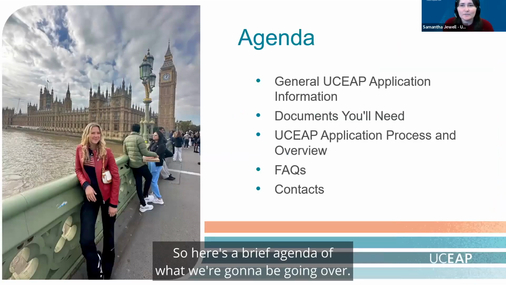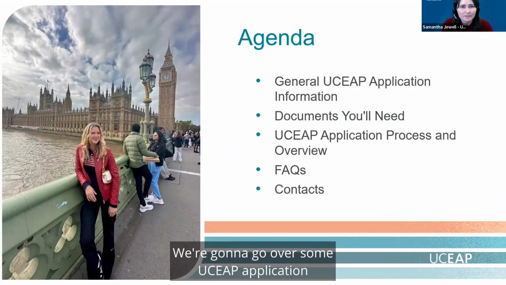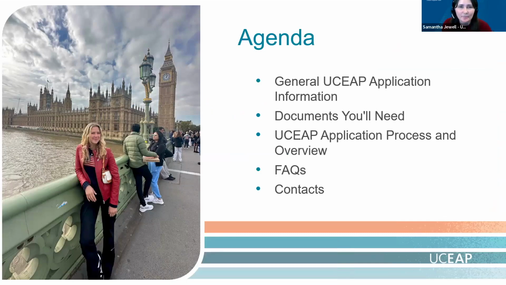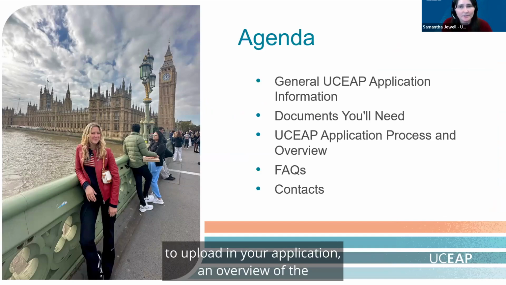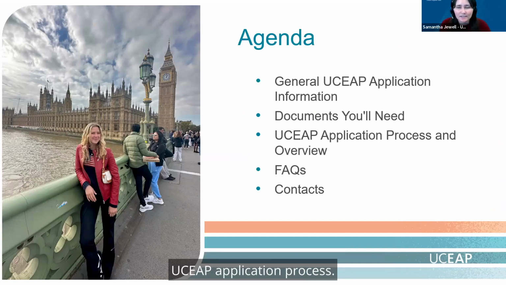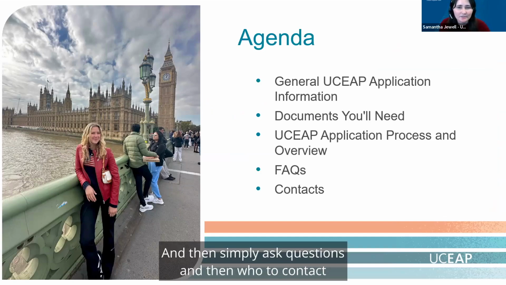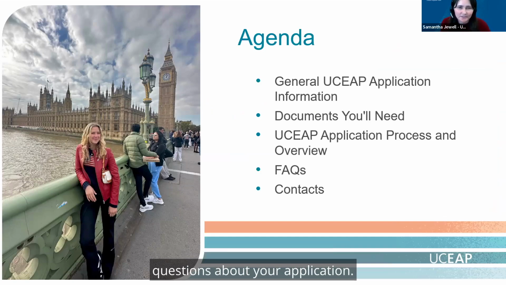So here's a brief agenda of what we're going to be going over. We're going to go over some UCEAP application general information that applies to all programs, information about the documents you'll need to upload in your application, an overview of the UC application process, and then some frequently asked questions, and then who to contact and where to find their contact information if you have questions about your application.